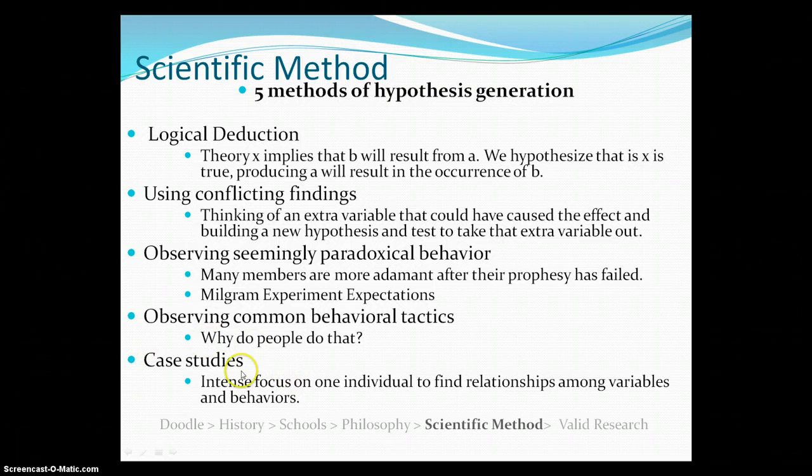Another method that we use is case studies. I'm sure you've heard the term case studies before. It's intense focus on one individual or a few individuals to find a relationship among variables. And this is often used when a situation or an illness or something like that is very rare and hard to study. When there's not a lot of people who are experiencing these things, it's really useful to use a case study and then try to generalize it and find new evidence later on. So those are the primary methods of hypothesis generation.